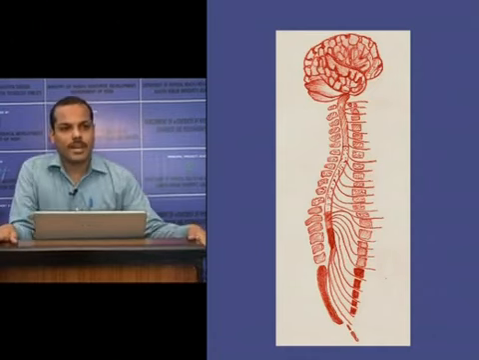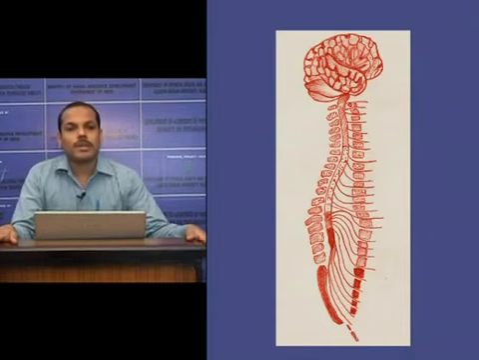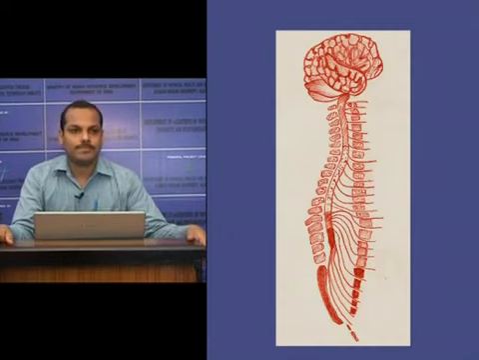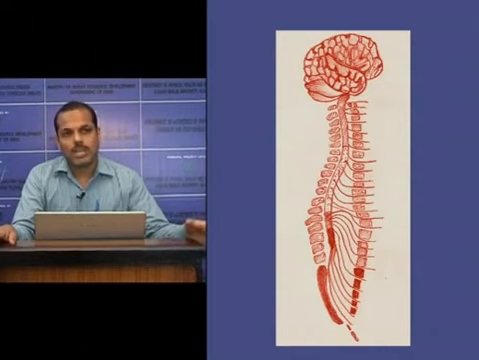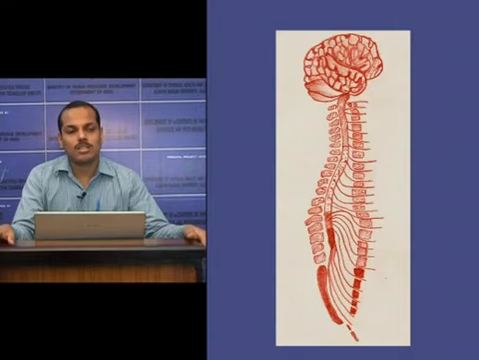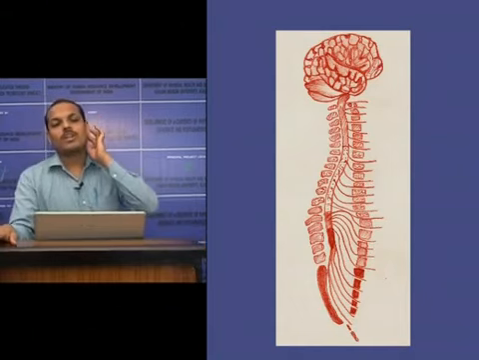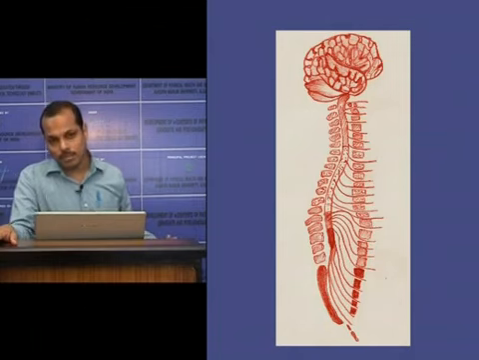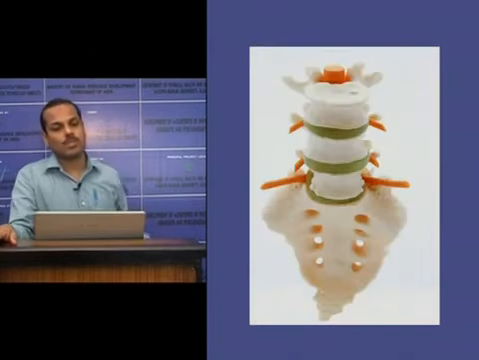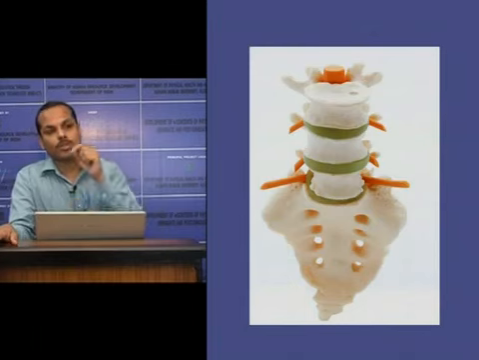Now, we already discussed that there are 31 pairs of spinal nerves. Spinal nerves are part of the peripheral nervous system. The 31 pairs of spinal nerves include 8 in the cervical region, 12 in the thoracic region, 5 in the lumbar region, 5 in the sacral region, and 1 in the coccygeal region. Each pair of these spinal nerves passes through a pair of intervertebral foramina located between two successive vertebrae. That is where the root comes out from the spinal cord.